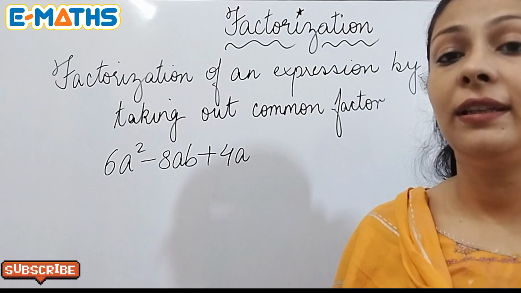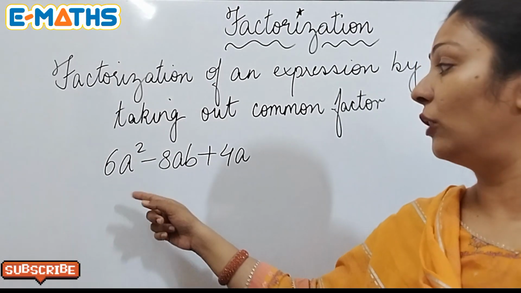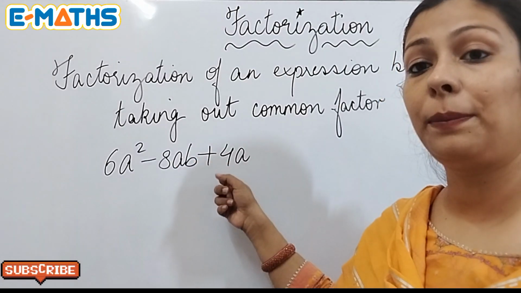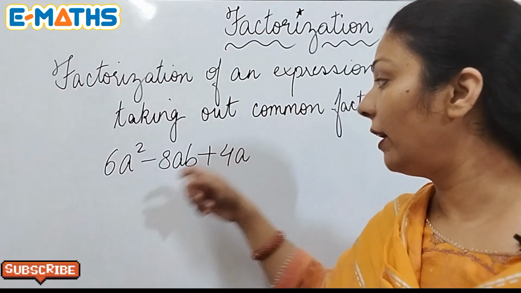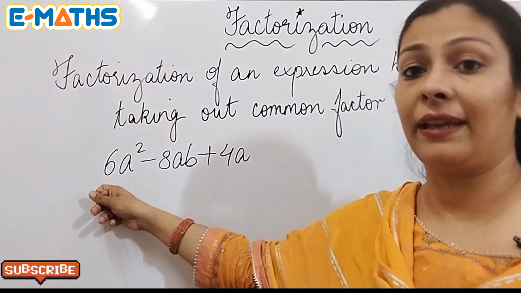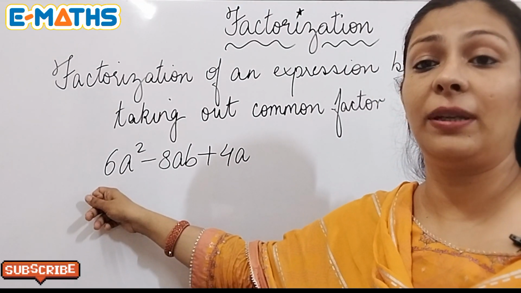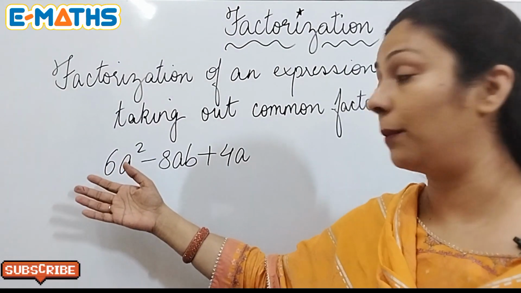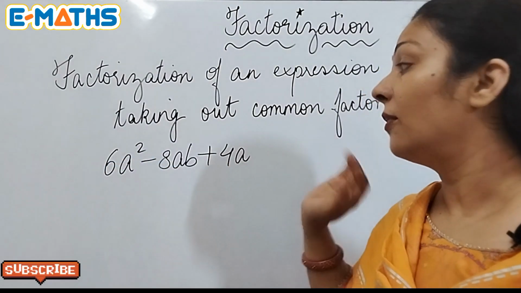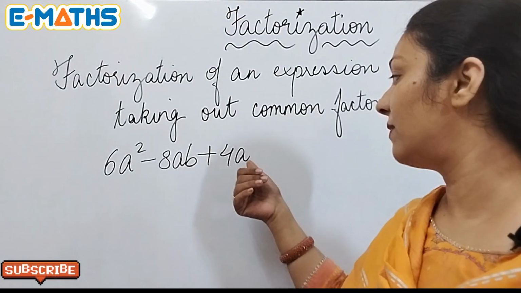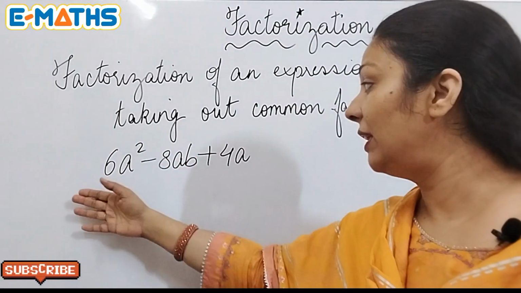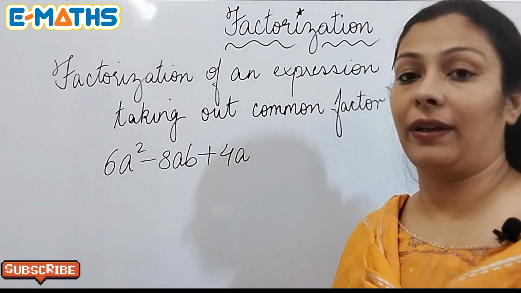Now I have taken another example in which I have taken a trinomial, which is 6a square minus 8ab plus 4a. Again if you look at the numbers, 6 does not have a perfect whole square, 8 again is not a perfect square number. 4 is, but there is no point because we have a single a here, so we cannot make it a whole square. So again we need to take out a common factor.